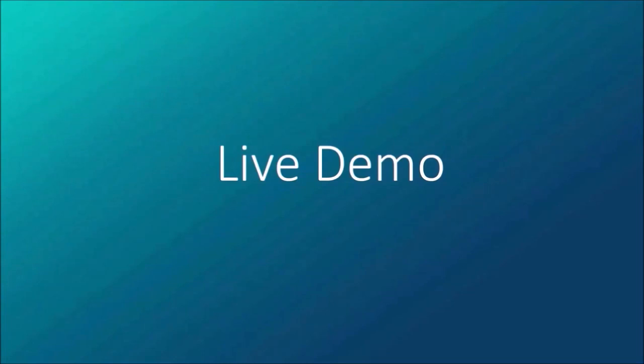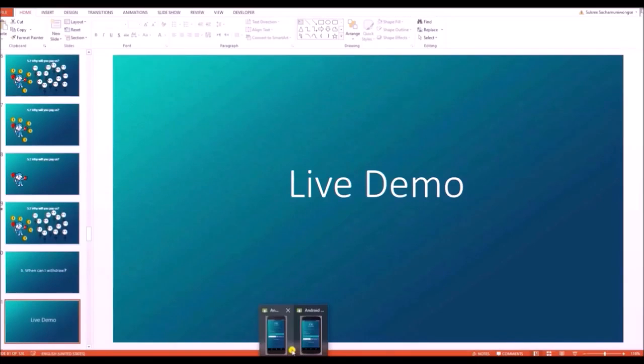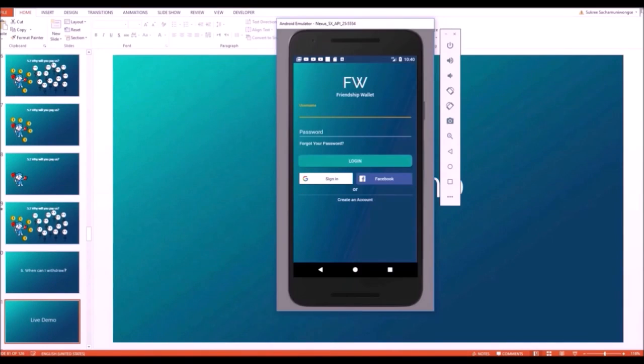Alright, so now that everyone has a good understanding of what the app does, let me take you through a live demonstration of how the app works. Okay, so when you first install Friendship Wallet, you'll see this login screen. Since most of you probably won't have an account at this time, you can either sign up by clicking on Create an Account or clicking on Google or Facebook to sign up using either of those two accounts. In this demo, I'll go ahead and sign up manually.